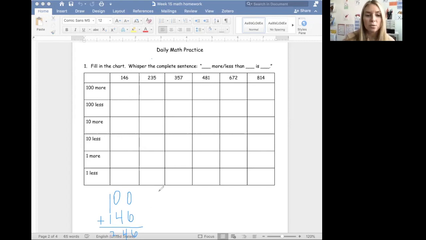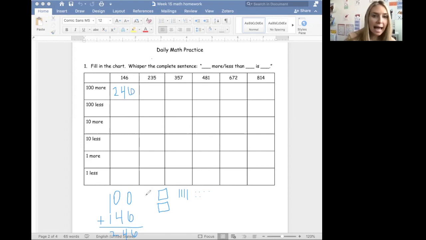Also, a lot of the students were drawing this out today. So 100, 4 tens, and 6 ones. 1, 2, 3, 4, 5, 6. And they know 100 more is just adding in one more 100. So the answer for this is going to be 246. So I really want the kids to see that you're not doing anything to the tens and the ones when it says 100 more. You're just focusing on that hundreds place.